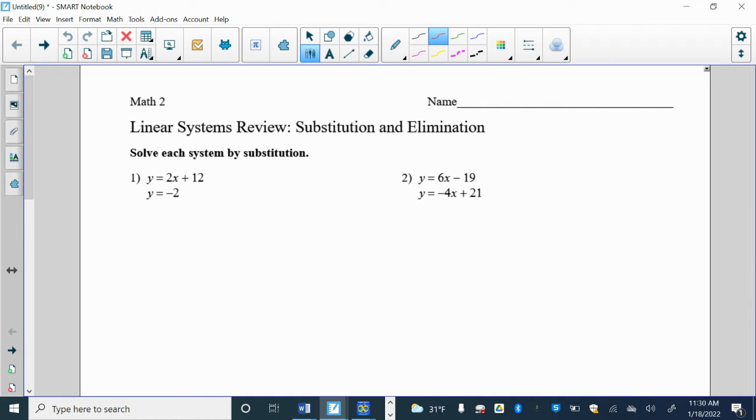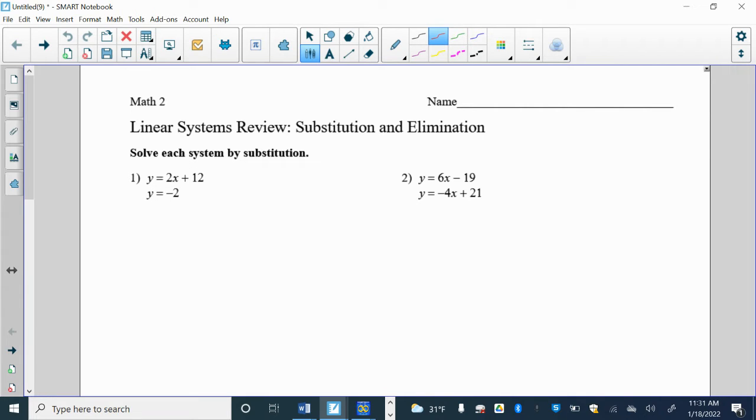So remember, a system of equations is when we have more than one equation that we're working with. So when it says solve a system of equations, what you're finding is the ordered pair, the x and the y, that makes both of the equations true. So you're finding the values for x and y that make the top equation a true statement and the bottom equation a true statement.